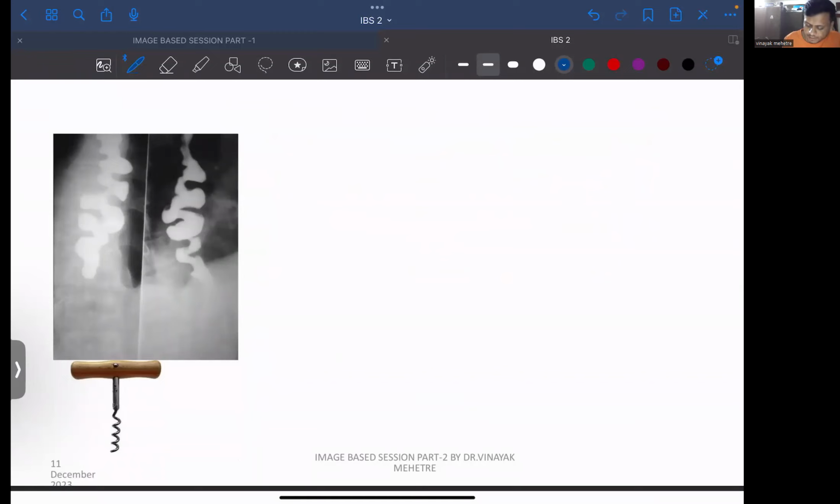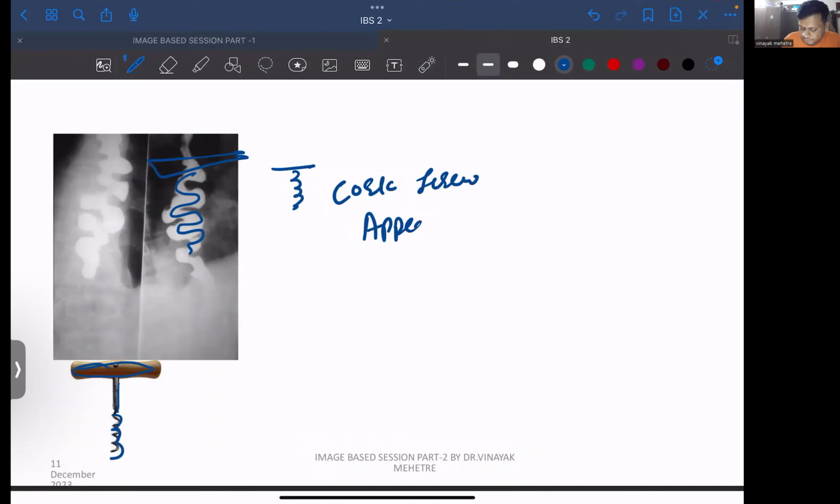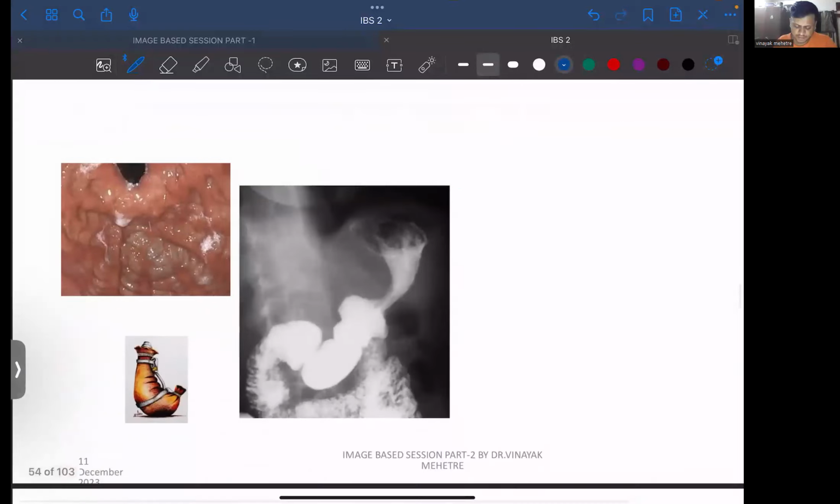This is called wine bottle opener. क्या बोलते हैं इसको? Corkscrew appearance, है ना? ऐसे होता है वाइन की बॉटल ओपन करने वाला. Same we have it over here. Corkscrew appearance is seen in diffuse esophageal spasm. चलो, I will not go in detail. We will just look at the images fastly.